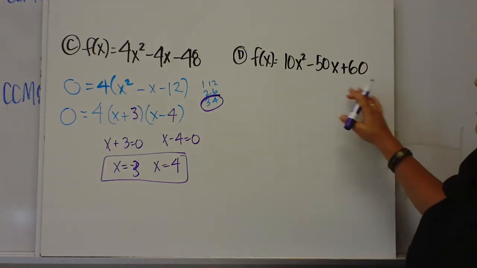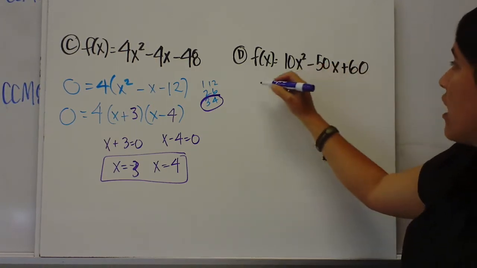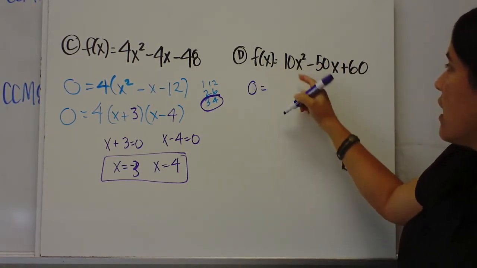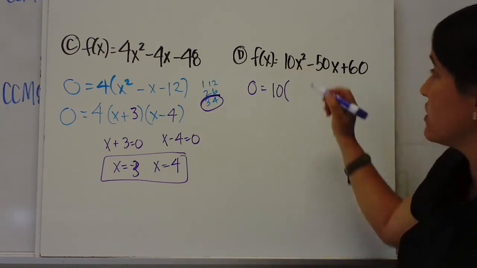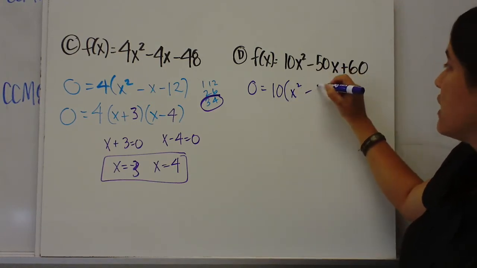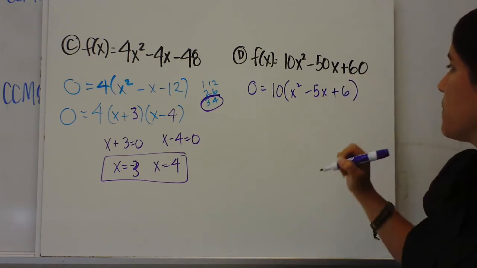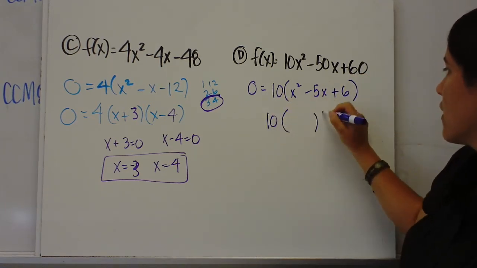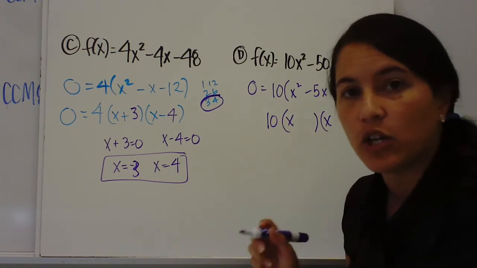F of x, again, the thing you want to do is factor out what they all have in common. And they all have a 10 in common. So let's factor out a 10. So we divide x squared, 50 divided by 10 is 5, 60 divided by 10 is 6. We go ahead and set up our parentheses. And then we look for the keys.